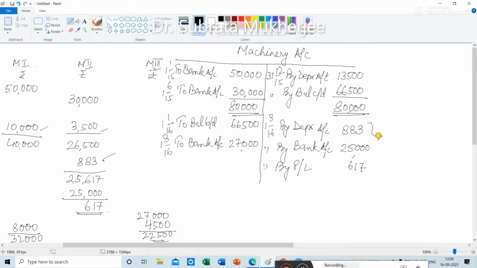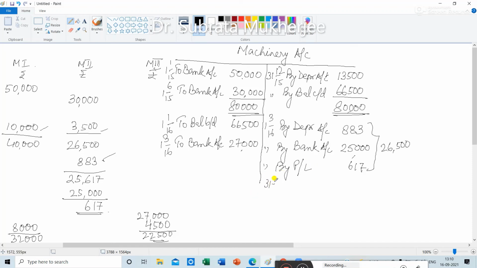So basically this is the written down value of M2, 26,500. Out of this 26,500, 883 is the amount of depreciation, 25,000 is the sale value of M2, and this is the amount of loss that you have to incur. So your journal entry is basically depreciation account debit, bank account debit, profit and loss account debit to machinery account.